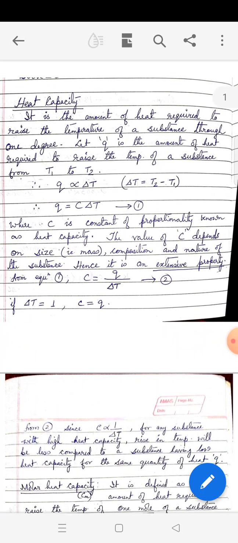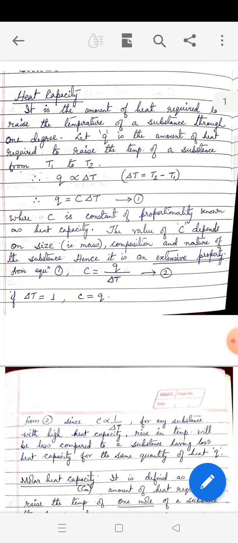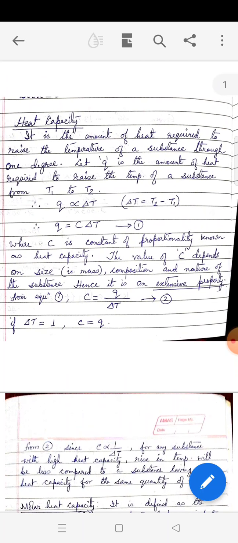So, how do we define heat capacity? It is the amount of heat required to raise the temperature of a substance through 1 degree. So what we understand here, you can take any amount of substance at any temperature and you increase the temperature just by 1 degree. Say you have taken a certain amount of substance at 25 degrees Celsius. You heat it in such a way that the temperature becomes just 26 degrees. So during this process, how much heat is absorbed by the system, that much heat is called heat capacity.